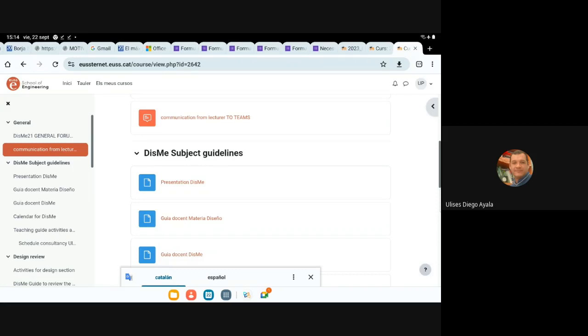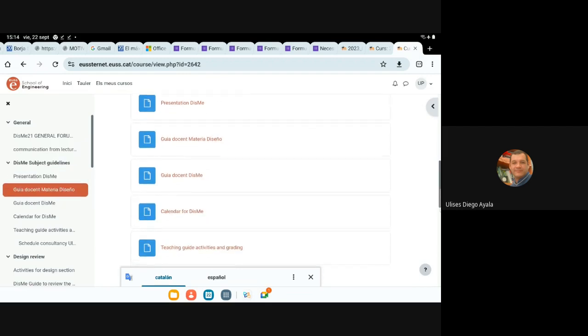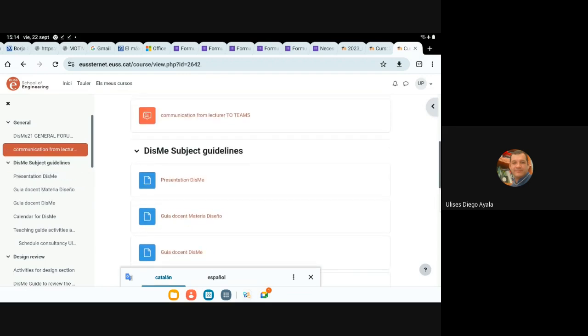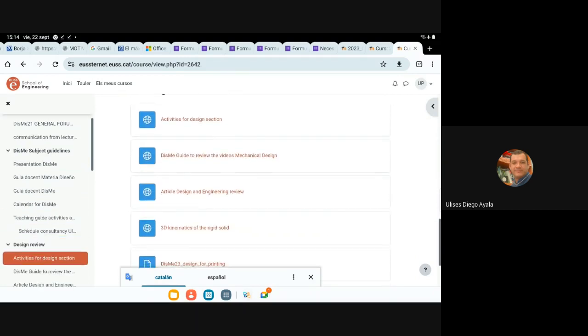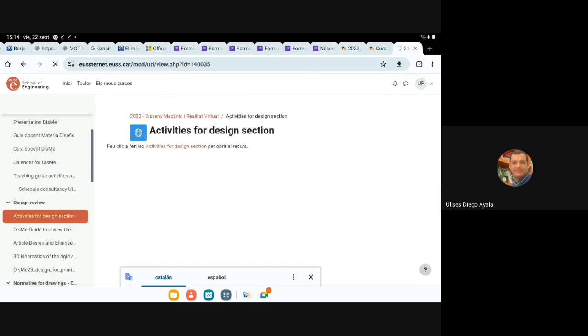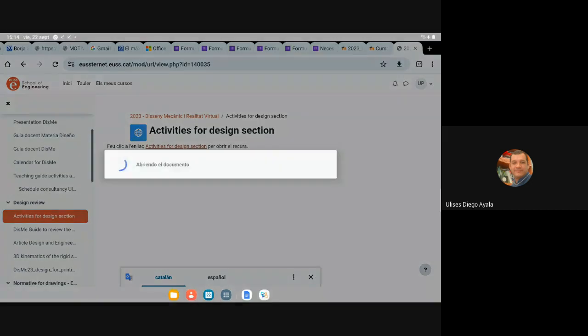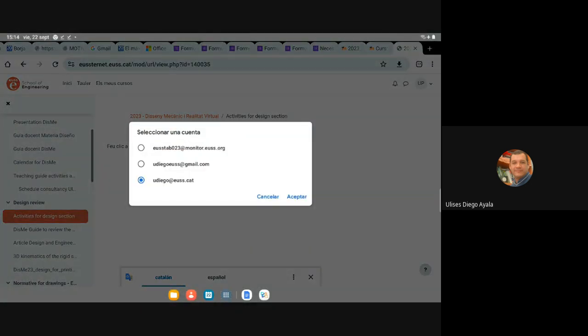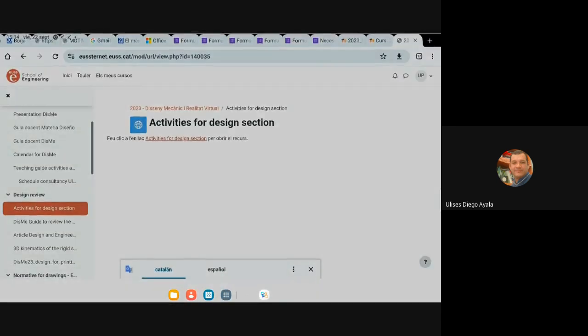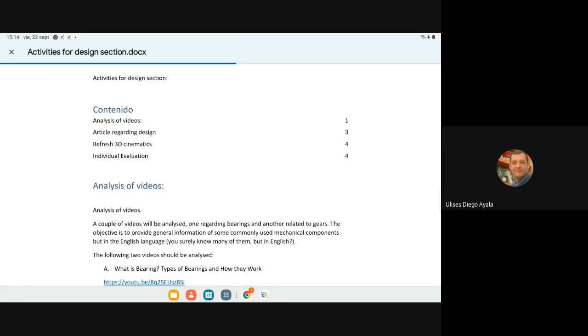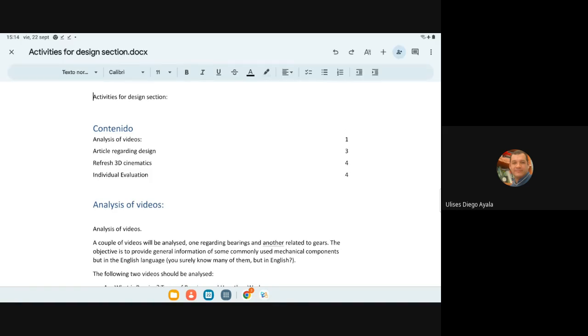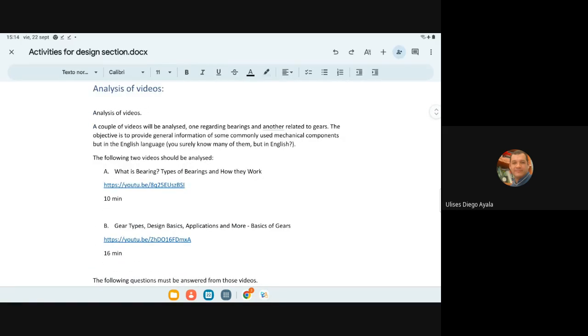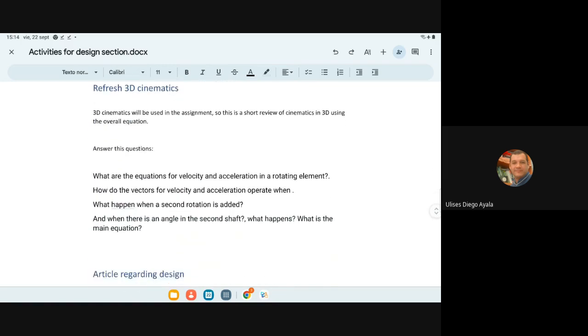Okay, so now you are going to work in the design review in the activities. I was thinking about the article, but I have changed it, and now we're going to work on the 3D kinematics. And then in the article, if we have time next class, we can work a little bit on it, but not much. The important thing would be the kinematics.